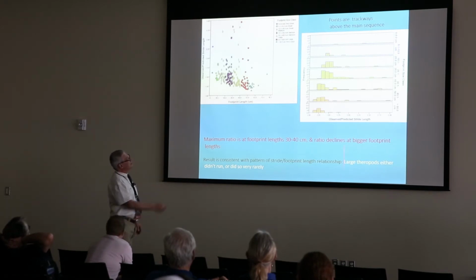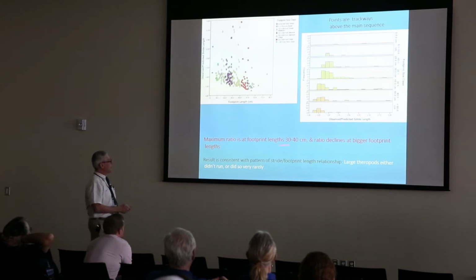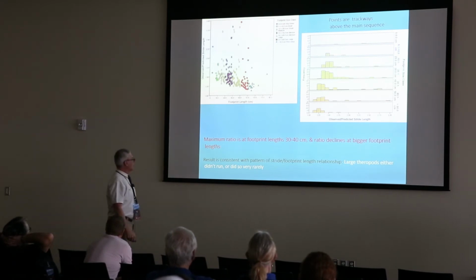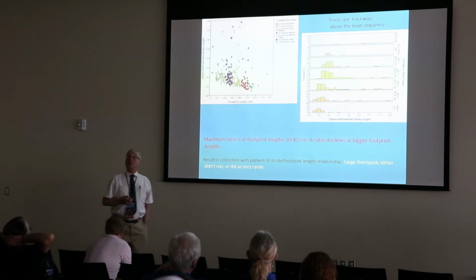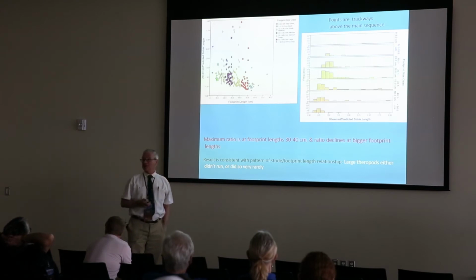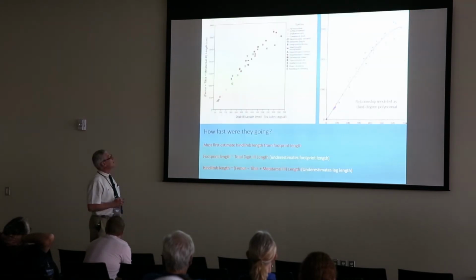as you get smaller, and if you look at the size frequency distributions, we get the same sort of pattern as well. So the maximum ratio is at footprint lengths of 30 to 40 centimeters, and it declines at the bigger ones. And it's at least partly consistent with what we observed with the leg length to digit 3 length, at least for the bigger guys. The large theropods either didn't run or they didn't do it very often.